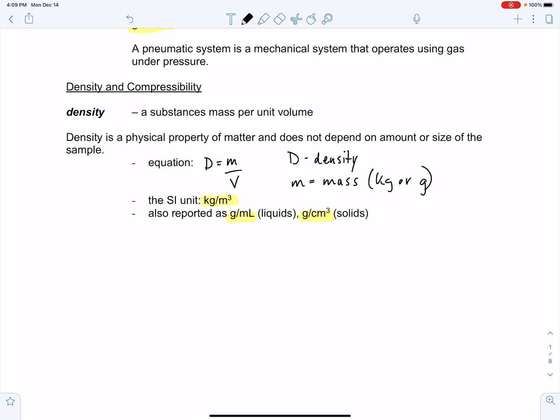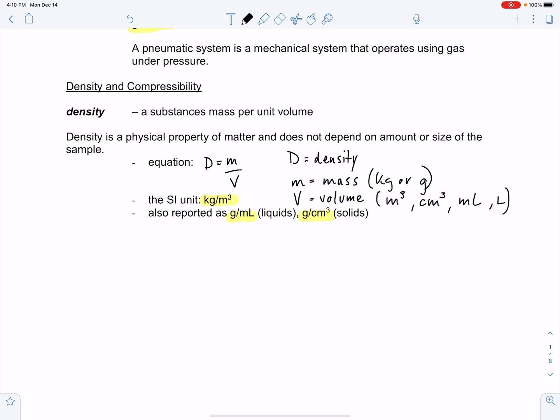You must be consistent with the other units that are present in the equation or in a question. So if you're dealing in kilograms, make sure everything's in kilograms. If you're dealing in grams, make sure everything's in grams. And finally, V is the volume, and it can be in meters cubed, centimeters cubed for solids, or milliliters or liters for liquids.